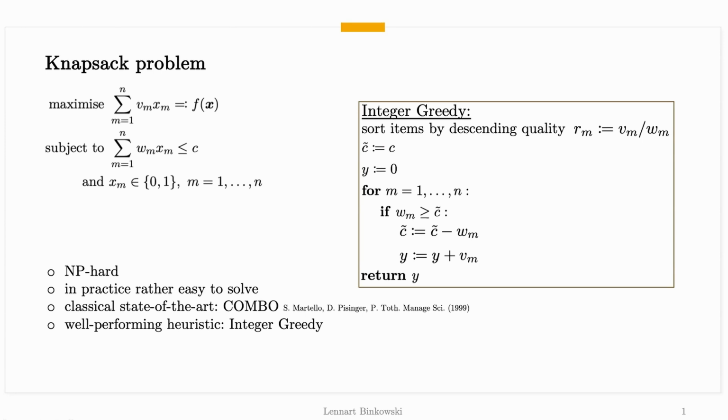And then we simply go through all these sorted items one by one and check whether the current item still fits into the knapsack. If so, then we subtract its weight from the remaining capacity because we want to include it, and we add its profit to the total profit. Very simple. So if an item doesn't fit, we simply skip it and go on to the next one. By this, we favor these high quality items to be included.